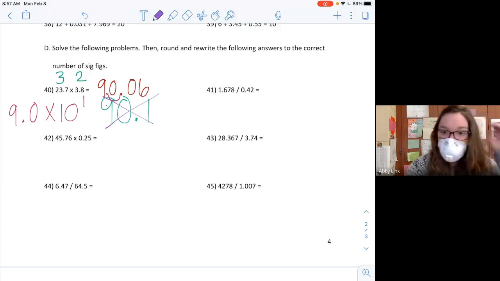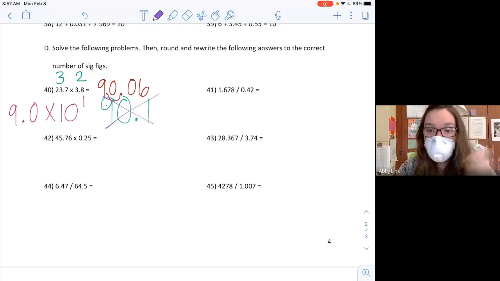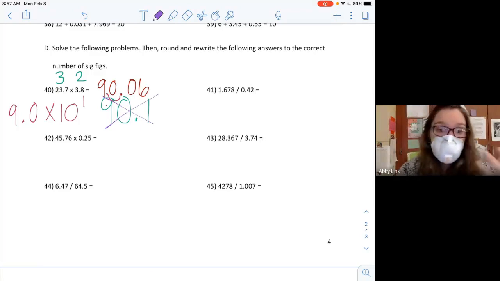Now you might be saying, but Ms. Link, we dropped that 0.06. You're right. Because my one number, that 3.8, only had 2 sig figs, I can't have all 4 sig figs in my answer. It's not the rule that we're following here. So there are some instances where you're going to have to do a bit of rounding in your answers.